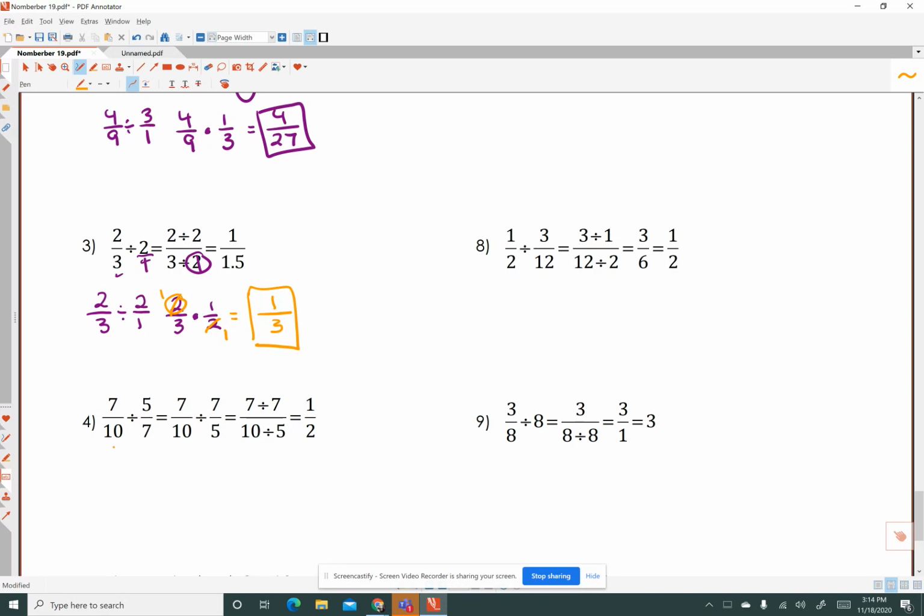Okay, let's see. Number 4, we have 7/10 divided by 5/7, which they rewrote as 7/10 divided by 7/5. No, no, no. This should be multiplication. 7/10 times the reciprocal of 5/7, which is 7/5. We cannot cross cancel anything, so we're just going to have to multiply across. 7 times 7 is 49. 10 times 5 is 50. And that is a final answer.